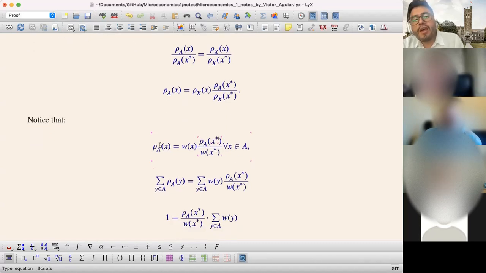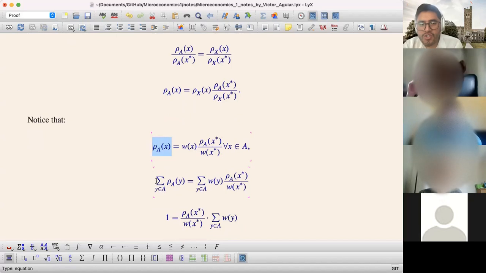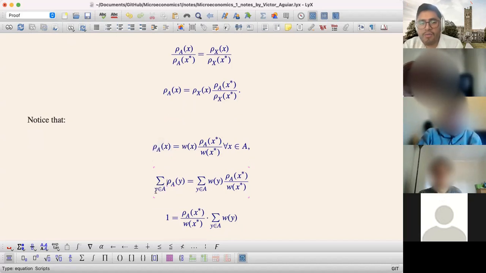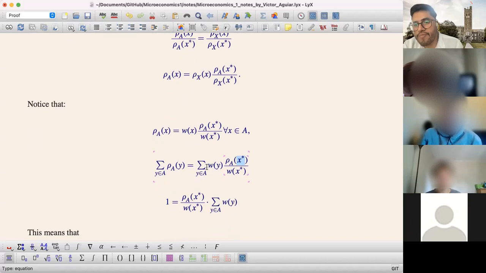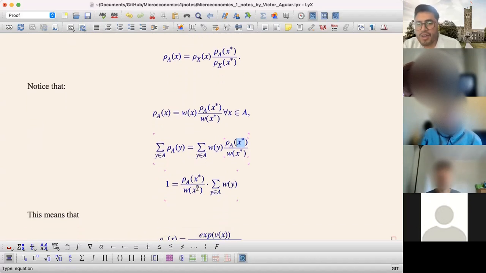But now I take this quantity and add up over all alternatives in the capital menu A. Changing notation slightly, the summation of the probability of y in A over y in A is equal to the summation of Wy times the probability of x star in A divided by Wx star. Note that x star is a constant, because the summation is taken over y, so I can take this outside.